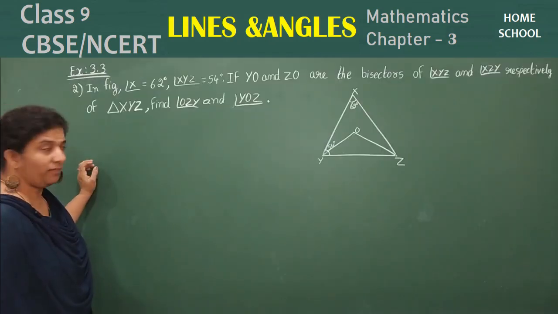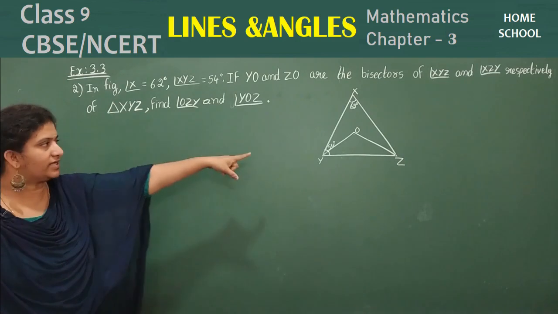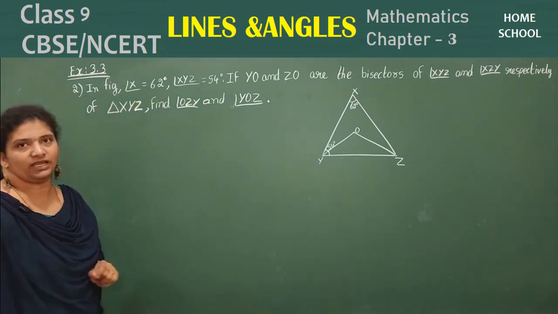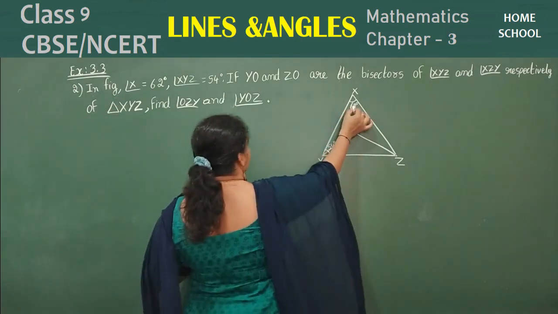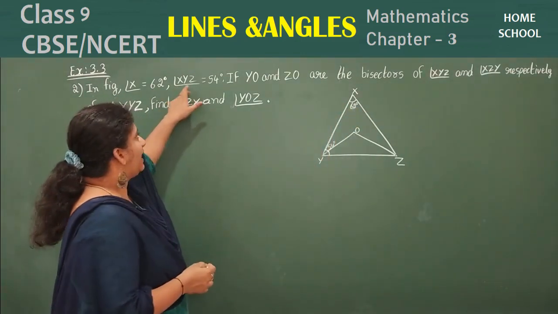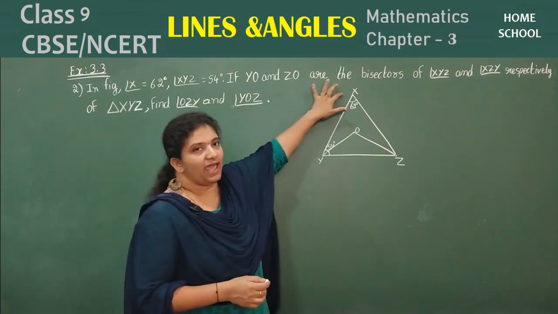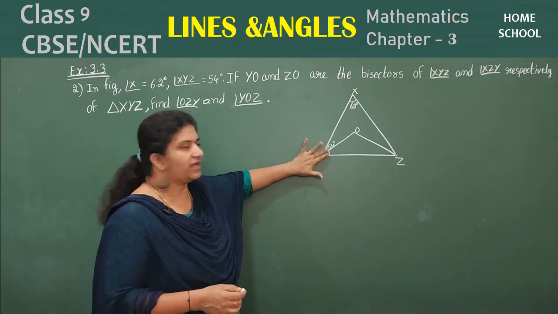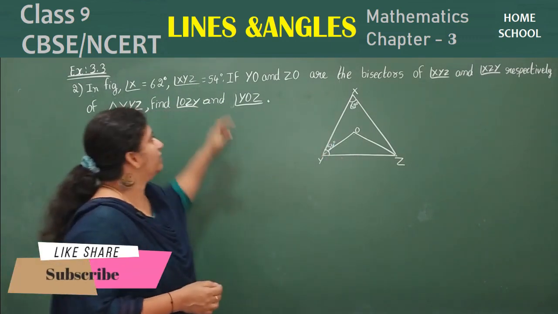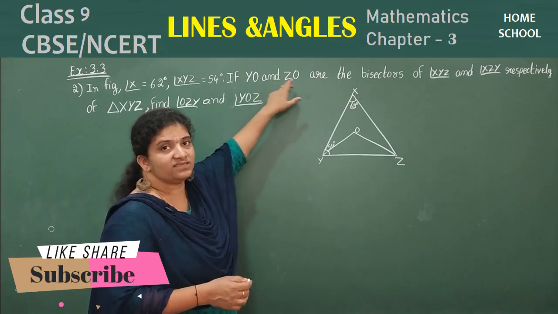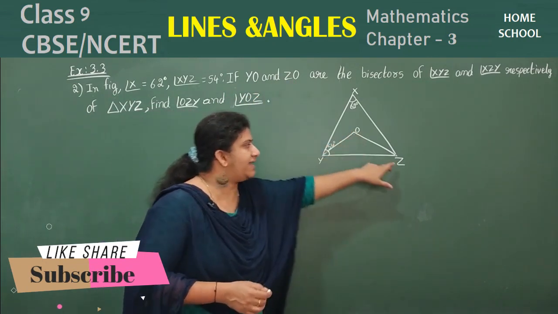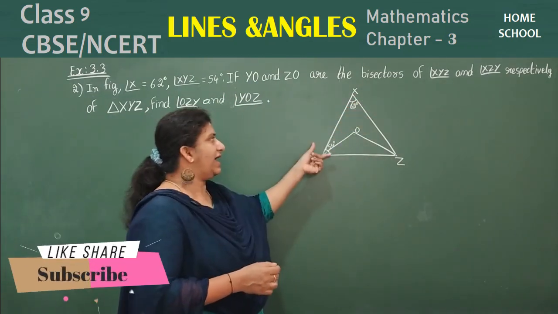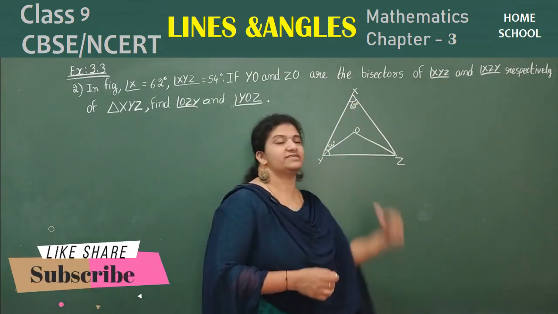What is your second problem? In the figure, you can see the figure there. Angle X is equal to 62 degrees. See here, this angle is 62 degrees. Angle XYZ, this Y angle, is 54 degrees, given. If YO and ZO are the bisectors of angle XYZ and XZY.